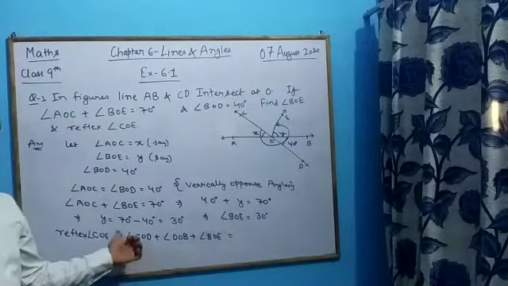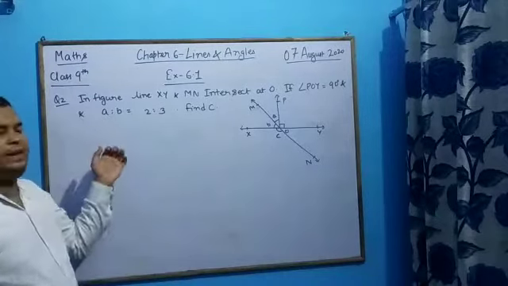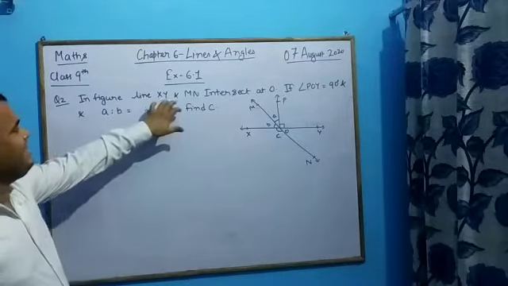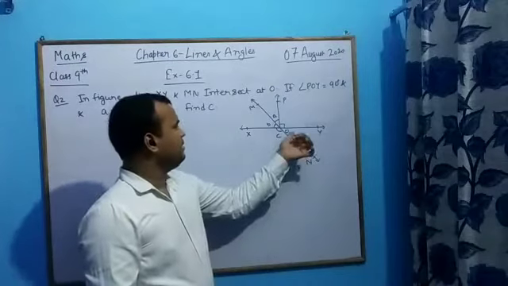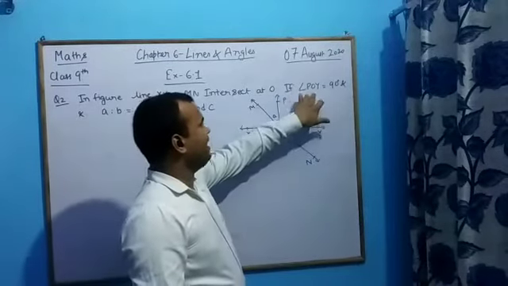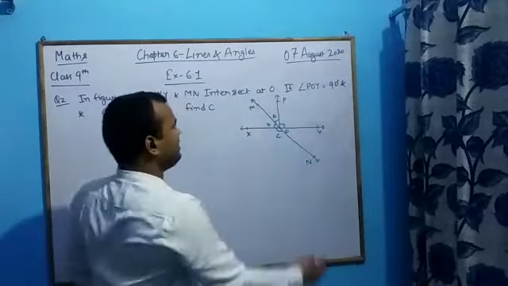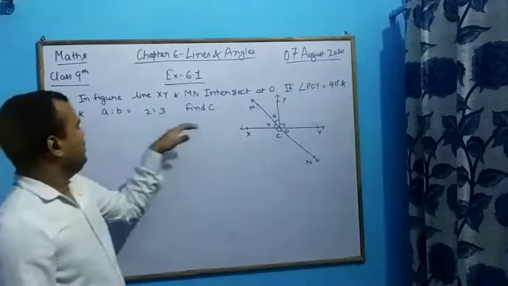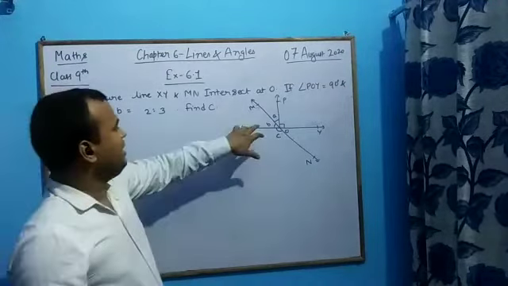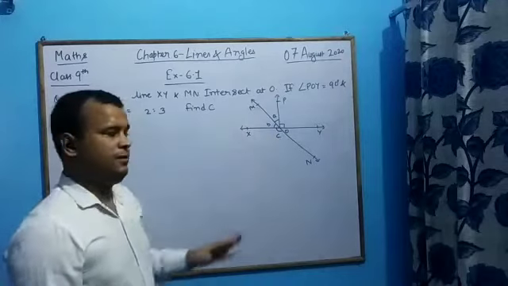250 degrees. Okay, let us read out question number 2. In the figure, lines XY and MN intersect at O. We have seen that XY and MN are two lines intersecting at O, and angle POY is equal to 90 degrees. The ratio of angle A to angle B is 2:3, and we have to find angle C.